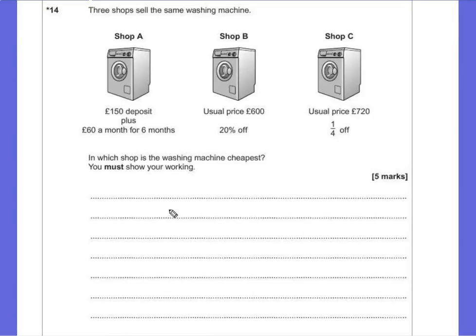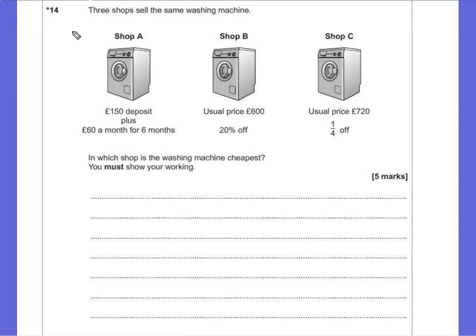Question 14. 3 shops sell the same washing machine. Shop A requires a £150 deposit with £60 a month for 6 months. Shop B has the usual price of £600 but is giving 20% off. Shop C has a usual price of £720 but with a quarter off. In which shop is the washing machine cheapest, and you must show your working.